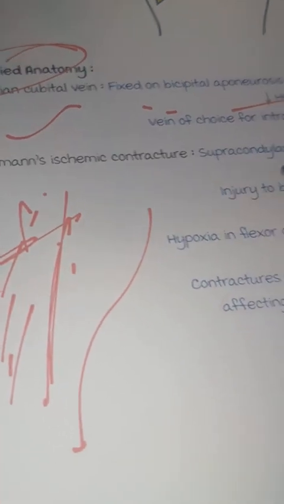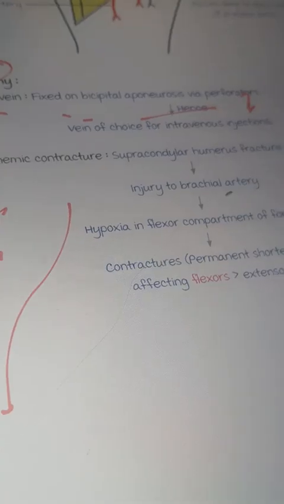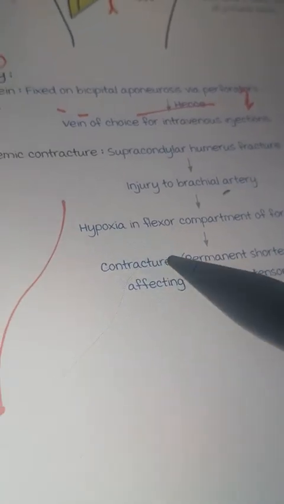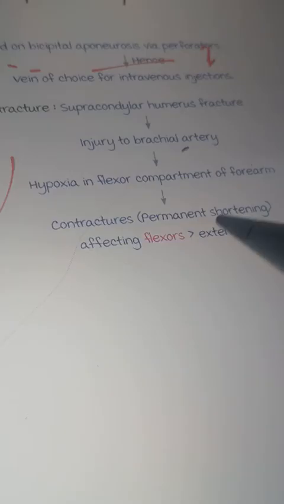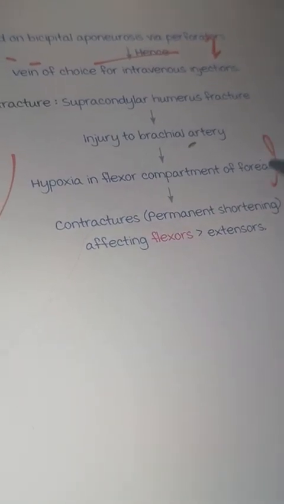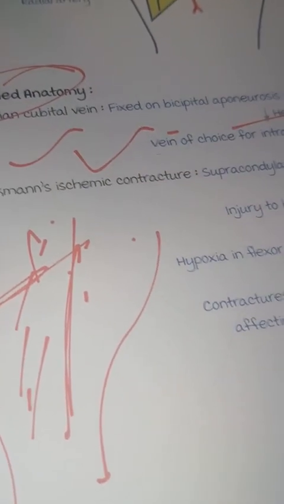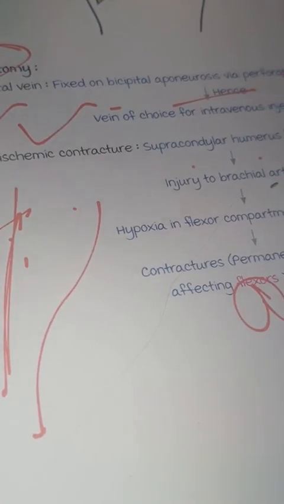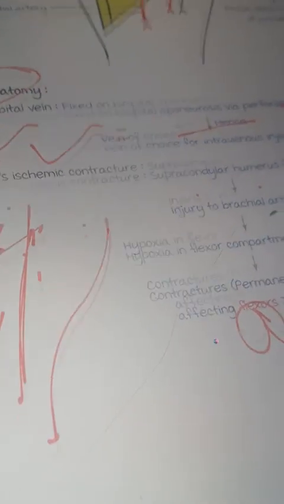Volkmann's ischemic contracture, that is what happens exactly. Supracondylar humerus fracture causes injury to the brachial artery, and this injury leads to basically hypoxia in the flexor compartment of the forearm, and this hypoxia leads to contractures. It is permanent shortening affecting more flexors than extensors. This is a very common complication seen in case of supracondylar humerus fracture, which will be discussed in more detail in orthopedics.